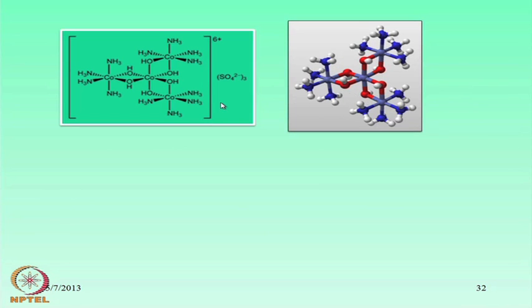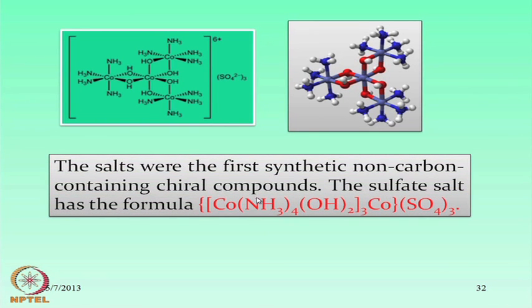That is why it gives rise to the corresponding optical activity for the molecules, and these salts were the first synthetic non-carbon-containing chiral compounds. The sulphate salt has this particular formula because it has 6 positive charges, so 3 sulphate groups should be present, which can crystallize it as a unique tetranuclear compound, which is optically active and purely inorganic in nature, because it has no organic ligand present in it.